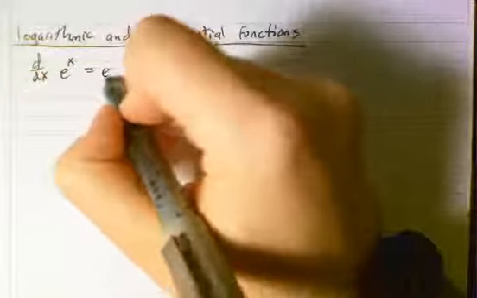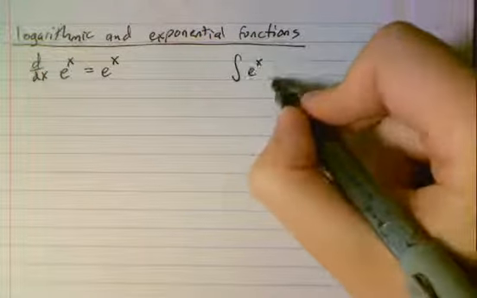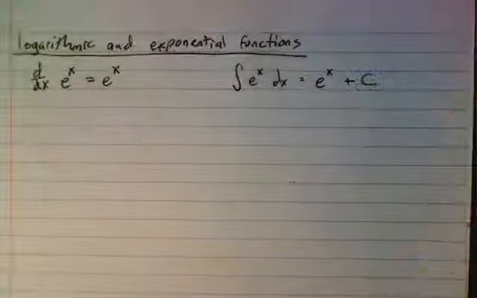We remember that the derivative of e to the x was just e to the x. So that makes the antiderivative really easy too. The antiderivative of e to the x is just e to the x. Remember that plus c.